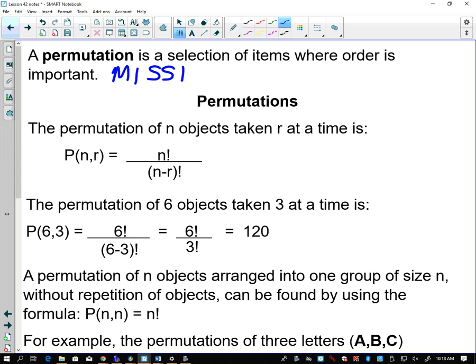M-I-S-S. M-I-S-S-I-S-S. I-P-P-I. Okay. So there are 11 letters, right? So we're going to put 11 factorial on top.